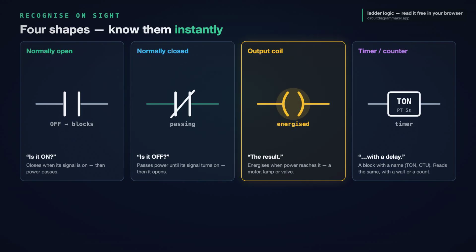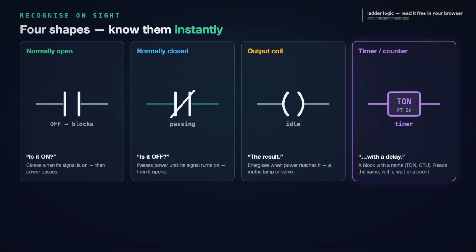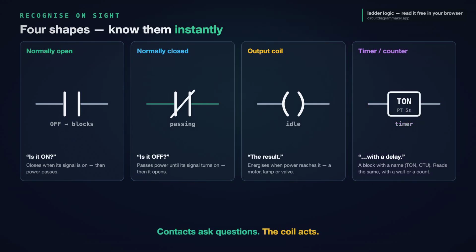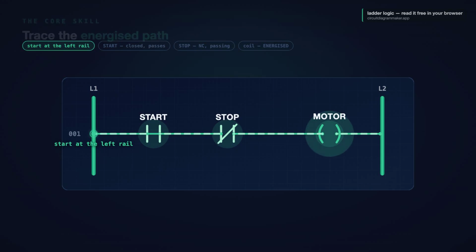An output coil, a pair of curved arcs at the far right. That is the result. When power reaches it, it energizes a motor, a lamp, a valve. And a block, a rectangle with a name inside, like a timer or a counter. It reads the same way, just with a delay or a count built in. Contacts on the left ask questions. The coil on the right acts.